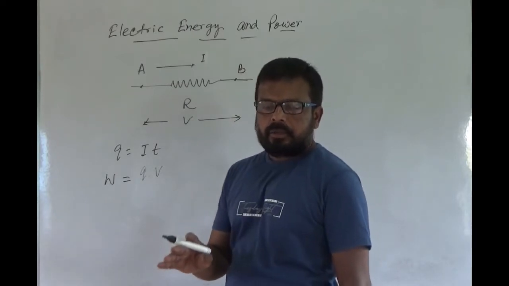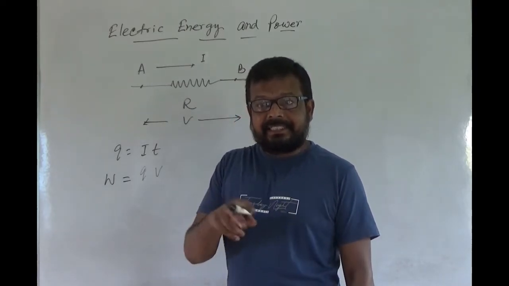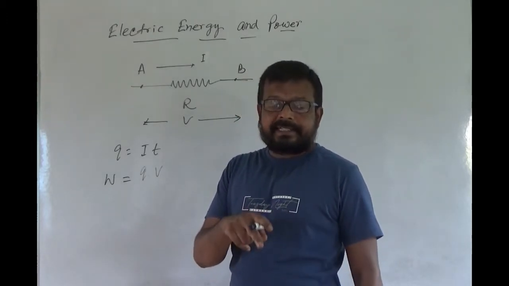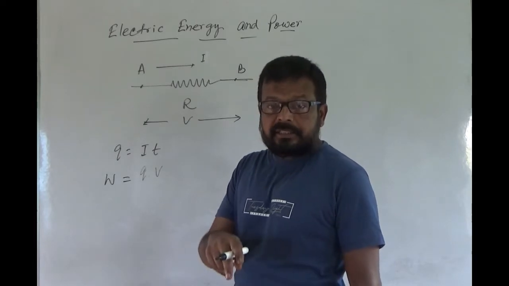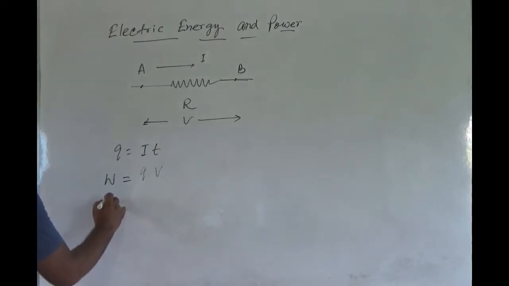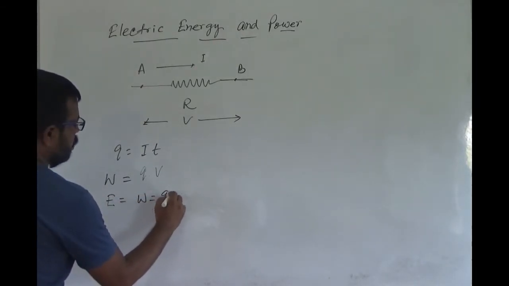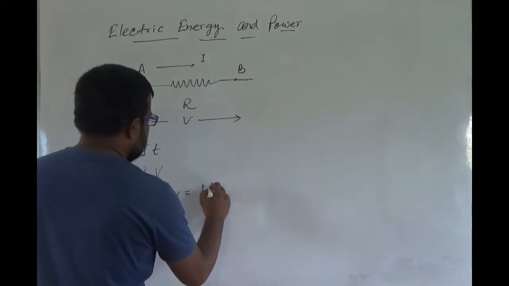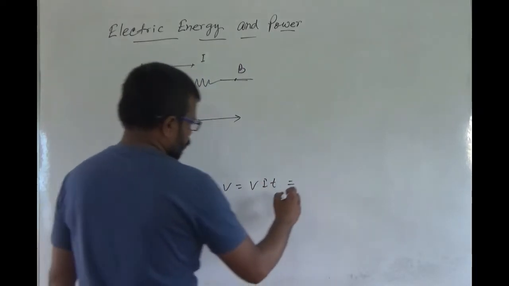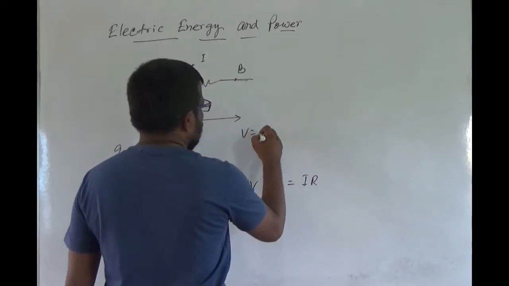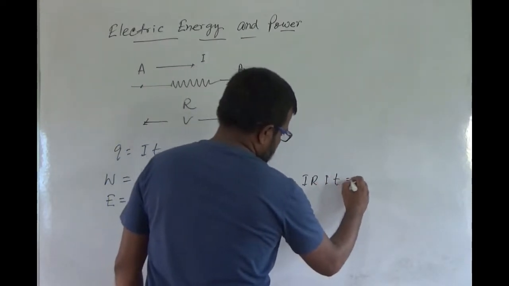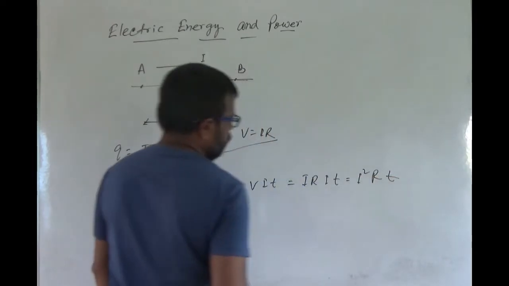Q into V is the work done, and that is the electric energy. This work done is equal to the electric energy E consumed in the circuit. Right? Electric energy consumed in the electric circuit, E is equal to W equals Q into V, or this can be written as IT into V, or you may write VIT, or you may write V equals IR. We know V equals IR from Ohm's law. IR into IT. That means you can write I square R.